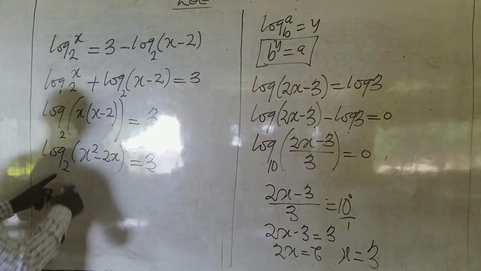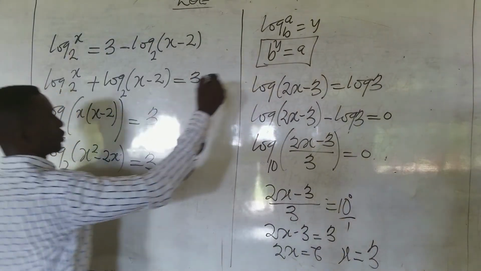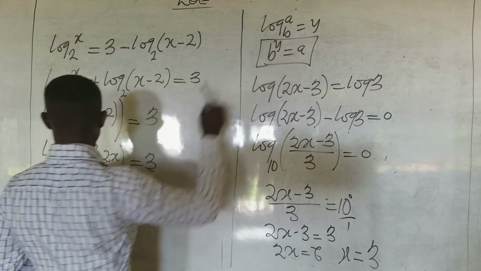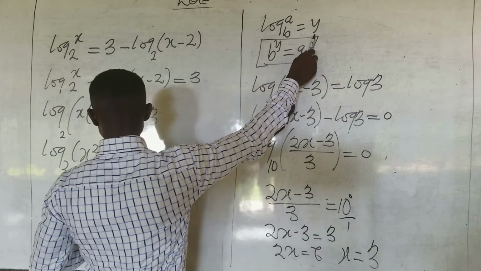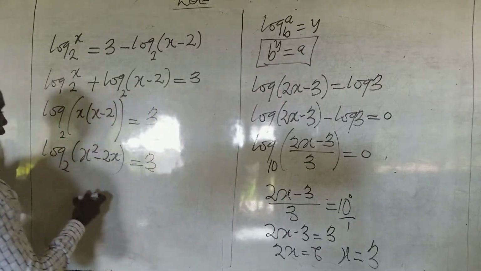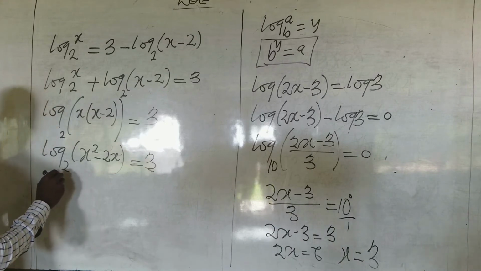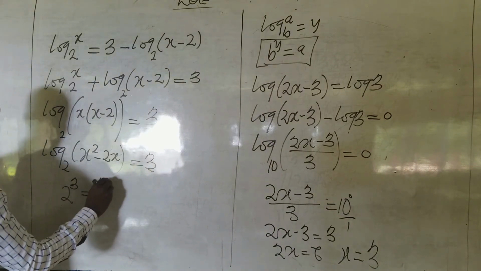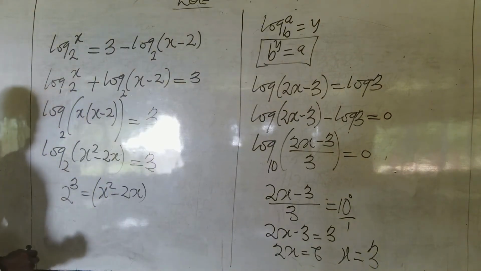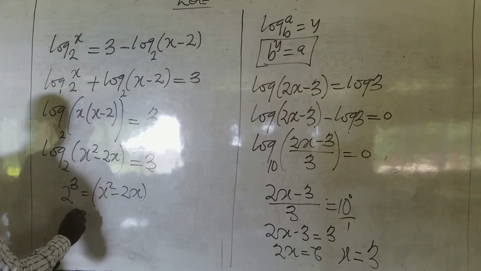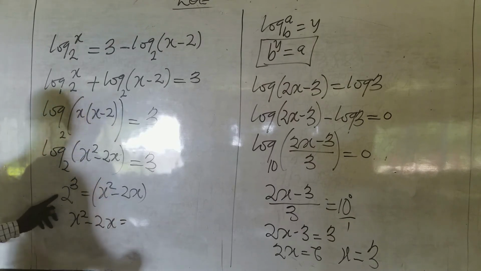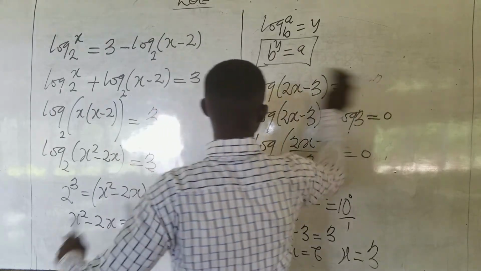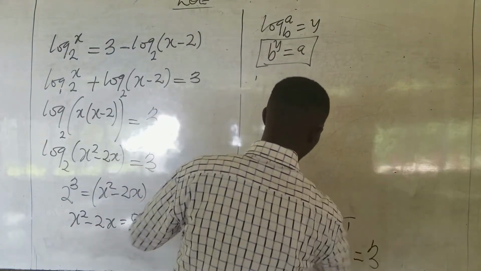Now we come to the definition of logarithm. 2 to the power 3 is equal to x squared minus 2x. A is x squared minus 2x, b is 2, and y is 3. So we shall have 2 raised to the power 3 is equal to x squared minus 2x, so that x squared minus 2x is equal to 2 raised to the power 3, which is 8. Now you are heading to a quadratic equation because the power is 2.